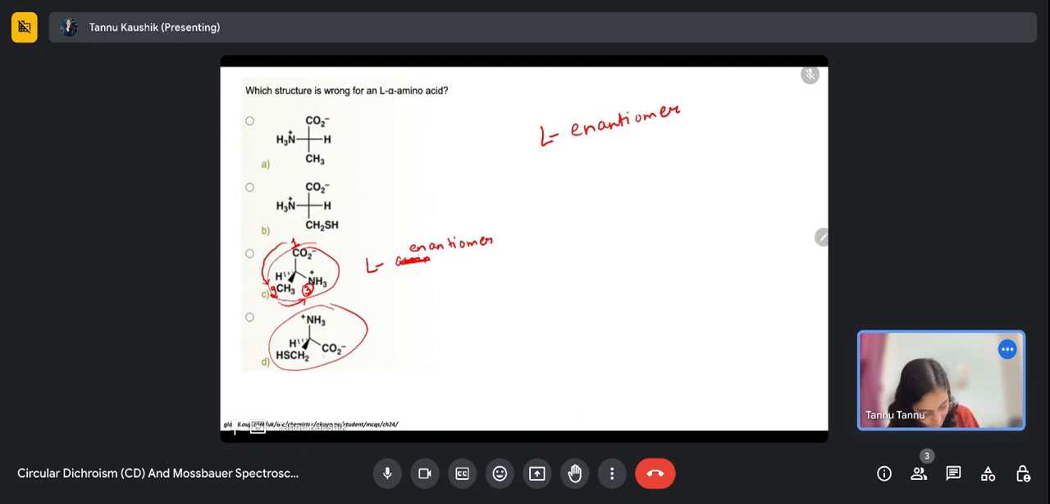Similarly, here 1, 2, 3. So this is D enantiomer. So the right answer, which structure is wrong for an L alpha amino acid? This is clearly D. Okay.